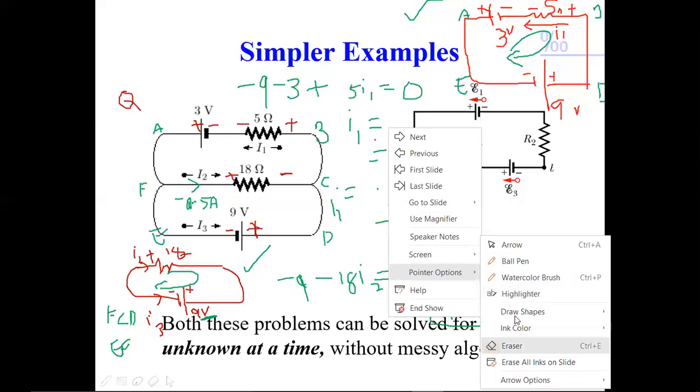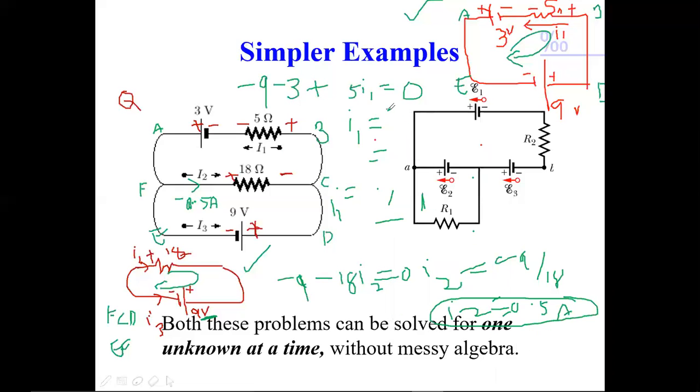The answer is 2.4. This is 12 by 5. Then my I1 will be 2.4 amps. I2 will be minus 0.5 amps. Now you know the I1, 2.4, and you know the I2, minus 0.5. Then you know the I3, right?